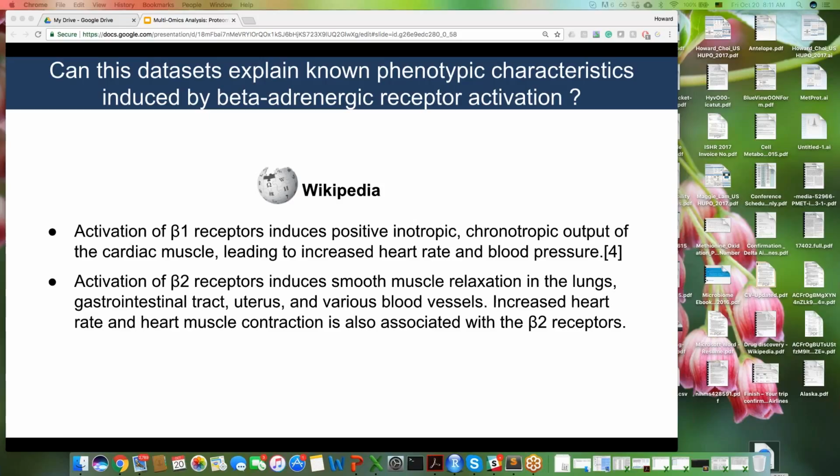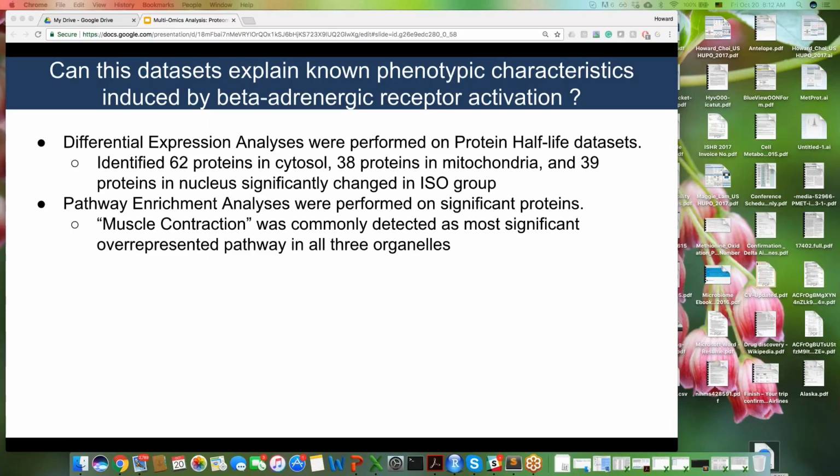So the question is, can this data set explain any known phenotypic characteristics? We have performed the differential expression analysis on the protein half-life data sets, and we were able to identify 62 proteins in cytosol, 38 proteins in mitochondria, and 39 proteins in nucleus that significantly changed in the ISO group over the control group. And then we performed the pathway enrichment analysis on the significant proteins in each organelle.